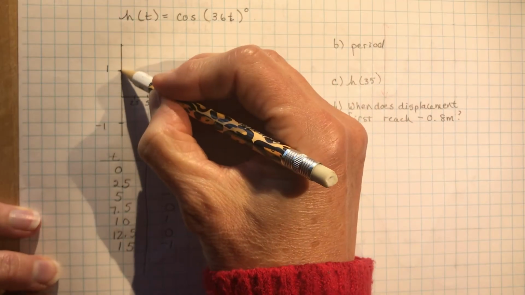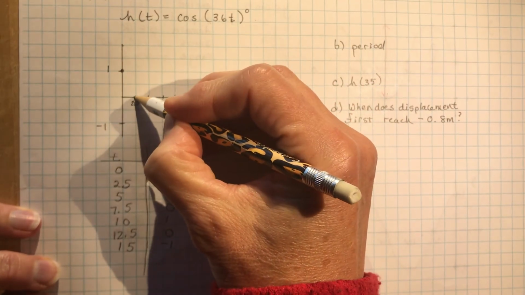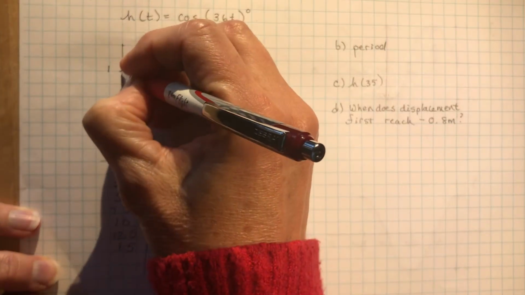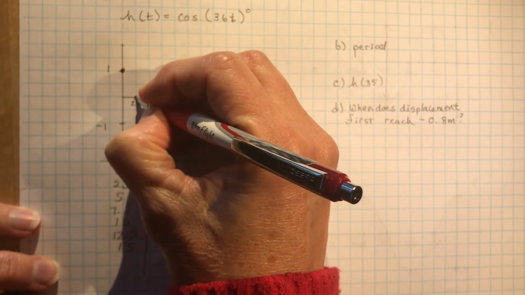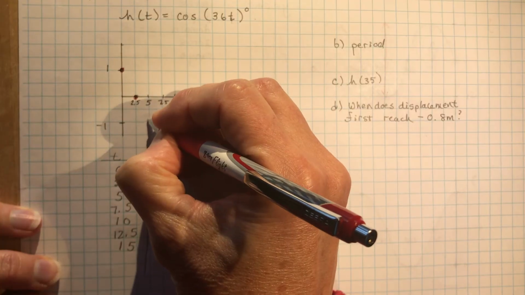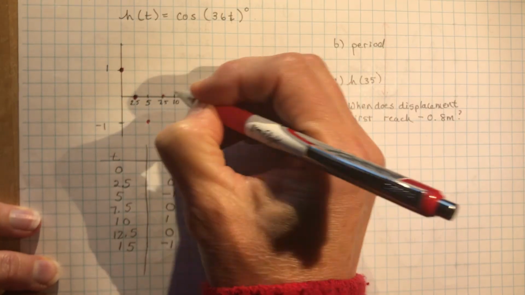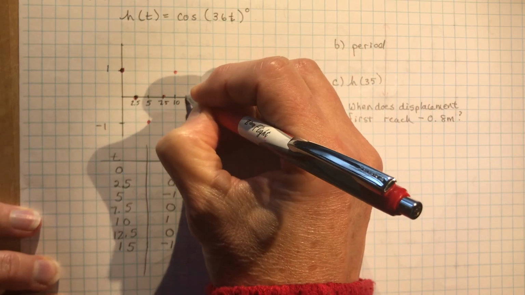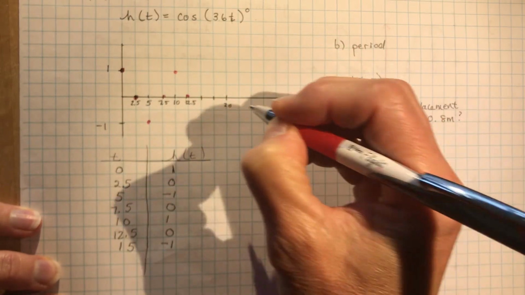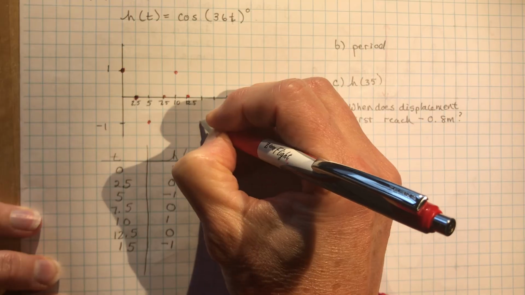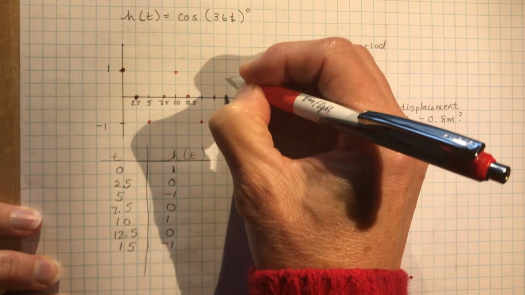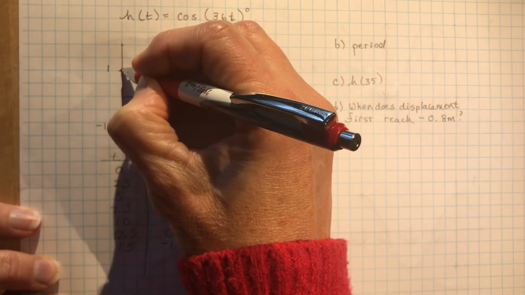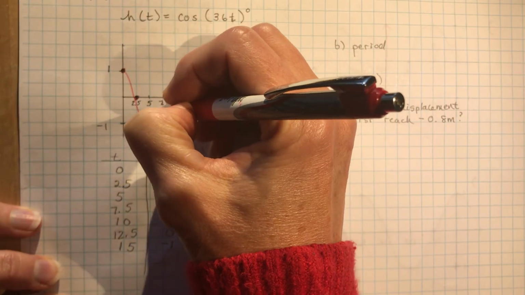So 0 and 1, 2.5 and 0. I'm going to do it in red so it shows up a little better. 2.5 and 0, 5 and minus 1, 7.5 and 0, 10 and 1, 12.5 and 0, 15 and minus 1, and then it's going to go like this. Anyway, I'll just sketch it in. Okay, so it's going like this.